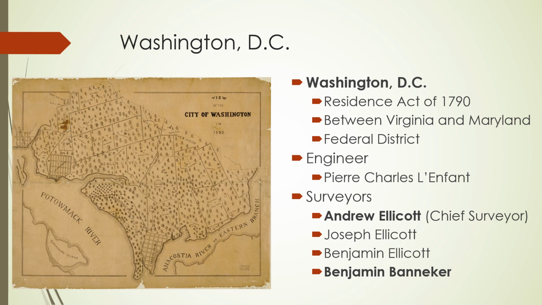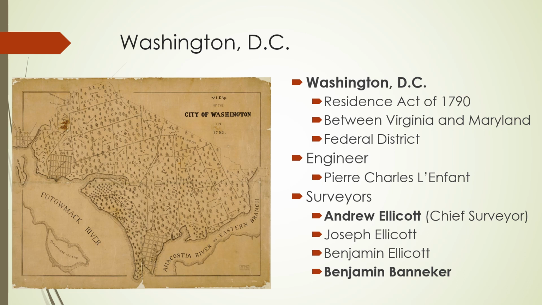Now, the engineer who sort of designed the city, his name was L'Enfant. And then the guys who laid out the city, who actually surveyed the roads and things like that, were primarily the Ellicott brothers. Andrew Ellicott was the chief surveyor, and he had two brothers working with him, Joseph and Benjamin. But there was another guy who was helping them lay out the city, and his name was Benjamin Banneker.